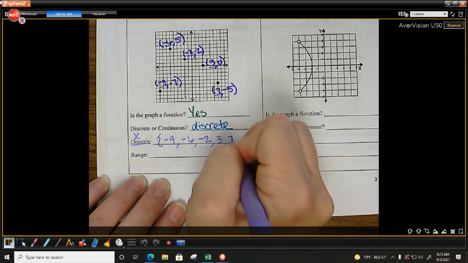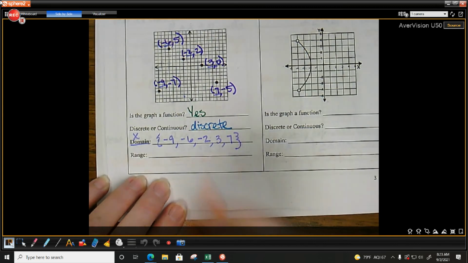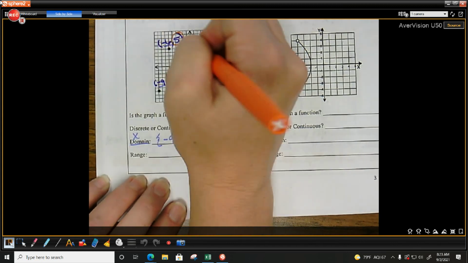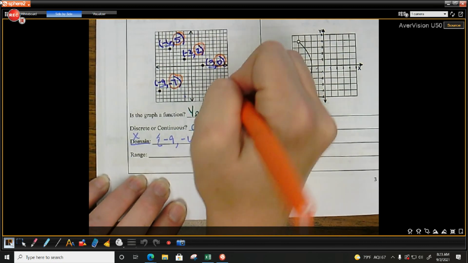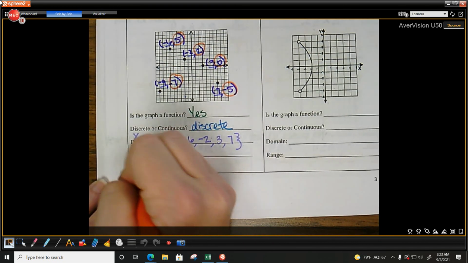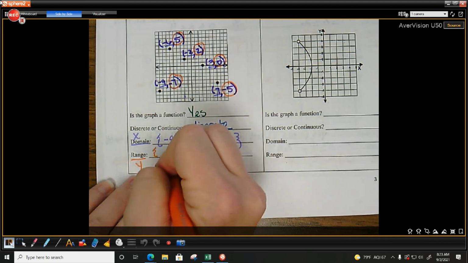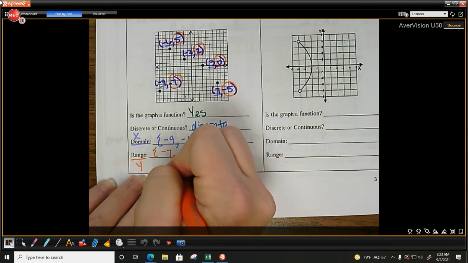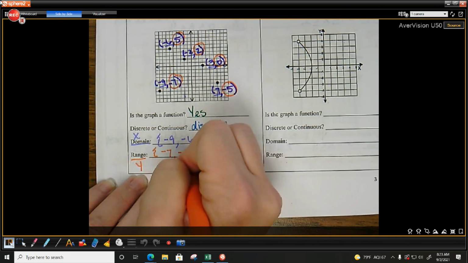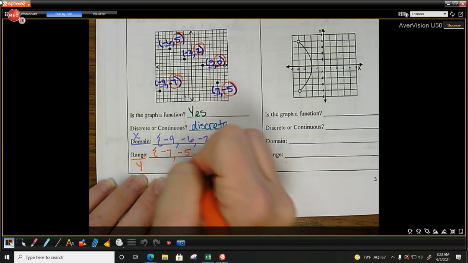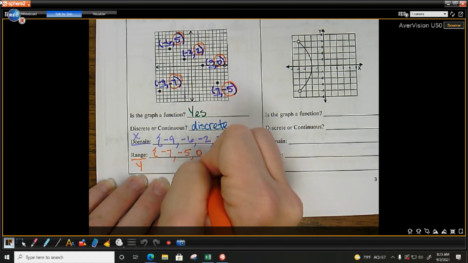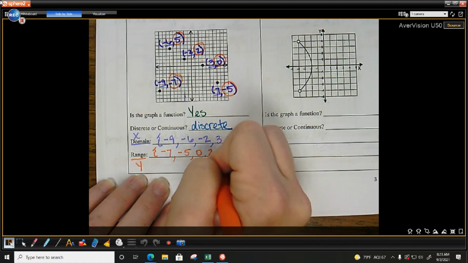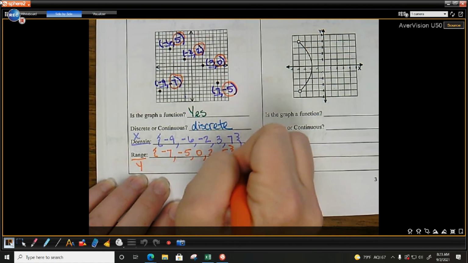What's your smallest y value or range value? Smaller. Yep. Then 0. Very good. Good.